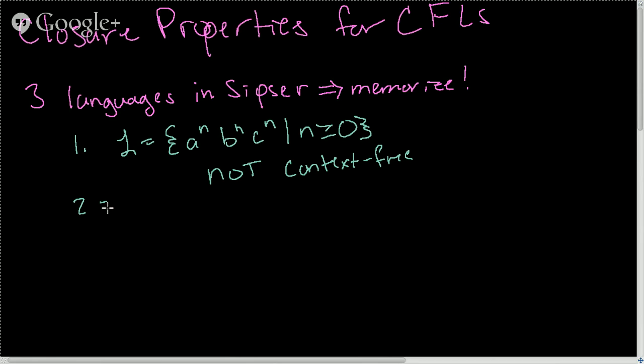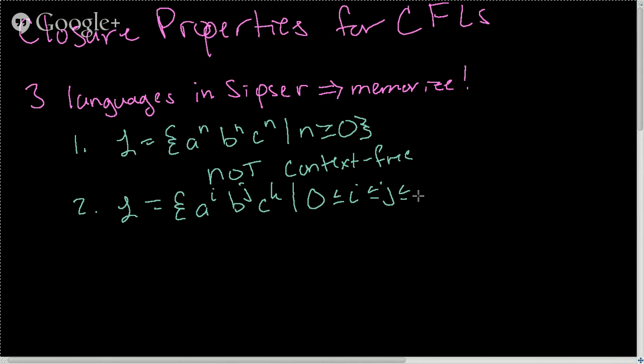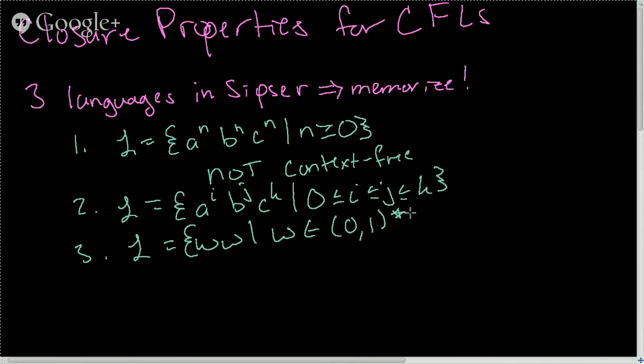The second one is L is A to the i, B to the j, C to the k, such that all of these variables are greater than or equal to their variable before them. And that's not context-free. And then the third one is L equals WW, such that W is in sigma star, where sigma is 0, 1. And that is also not context-free. And that is actually very similar to the language we talked about at the very beginning of this video.